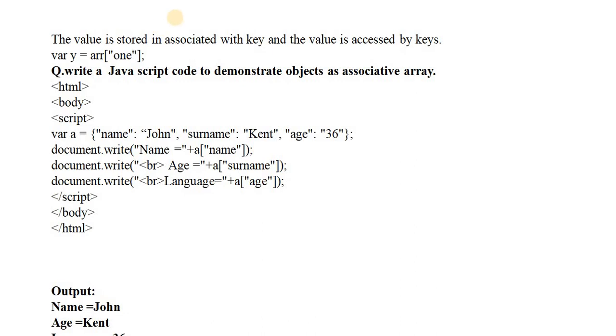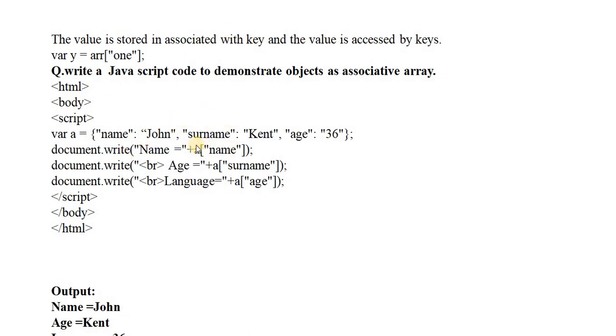First of all, write a JavaScript code to demonstrate the object as an associative array. Here take HTML body and script tag. In that we add a, where a is equal to, in curly braces, name is equal to John, surname is equal to Kent and age is equal to 36. Means here we add a key value pair, this is the key and this is the value of that array.